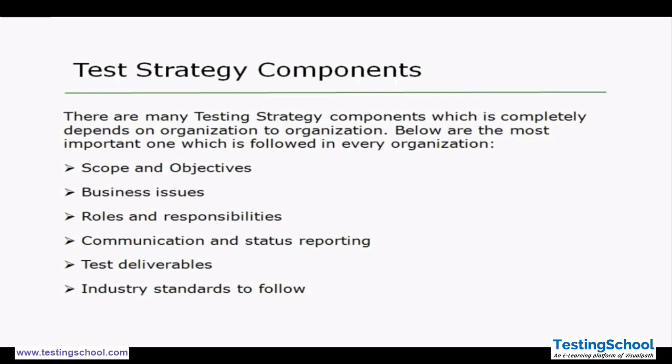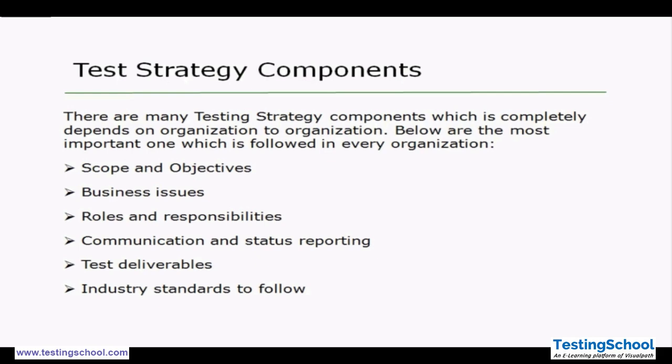The first component is scope and objective. In the test strategy document, we should have the scope and objective mentioned, which is necessary for each and every project or application. Like what we usually do for our testing, what the scope of the testing is, and why we do testing for this project.